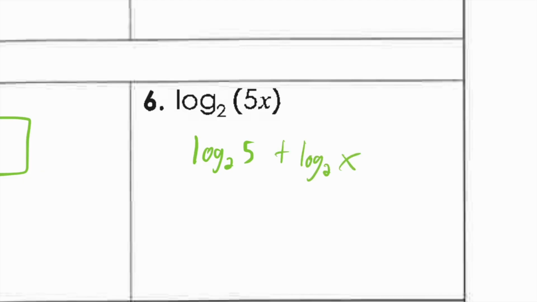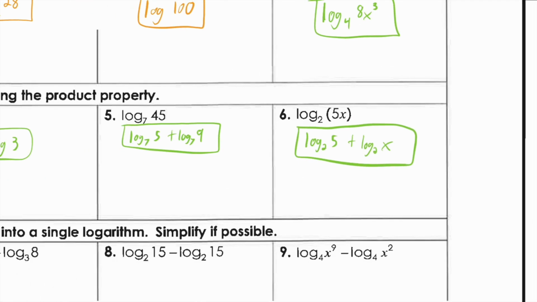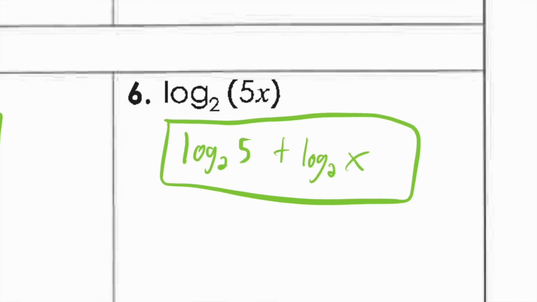And problems like this are going to be much more typical of expanding problems, where we can actually see two parts, rather than on examples 4 and 5 where we just have to come up with factors of a number like 6 and 45. So once again, problems where we can actually see the two parts or the multiple parts is really what we're going to be seeing more often. And if there was a third part here, for example, like 5xy, then we would just have a third logarithm, plus log base 2 of y.